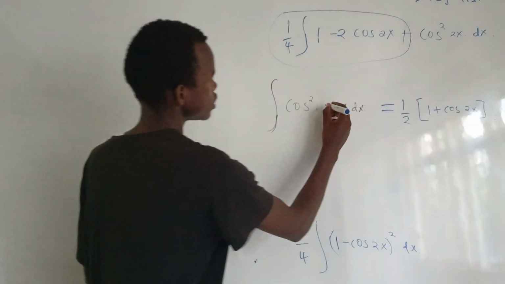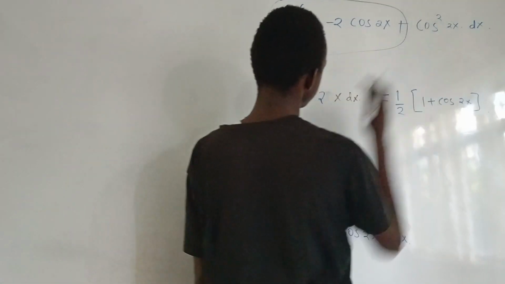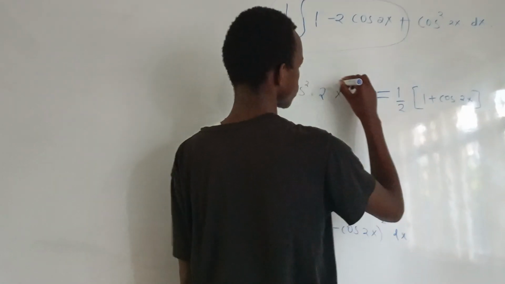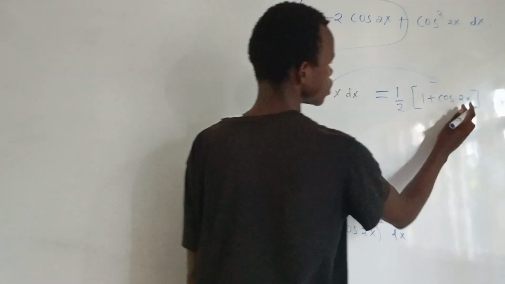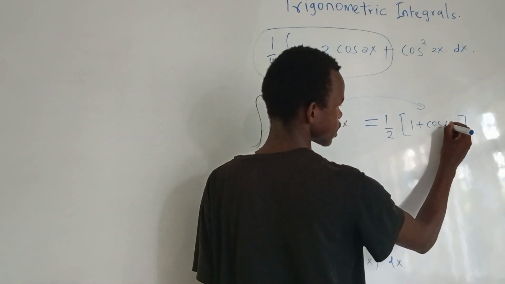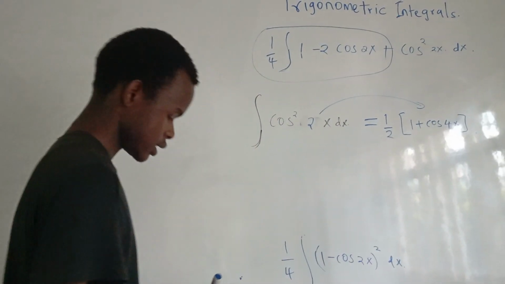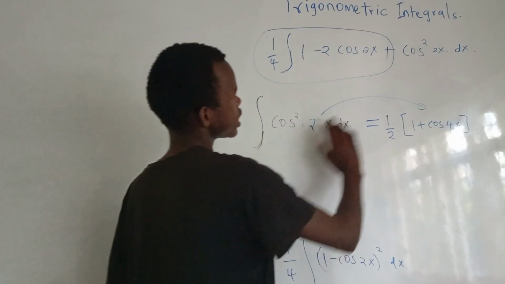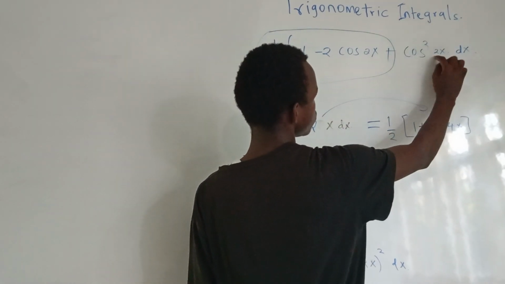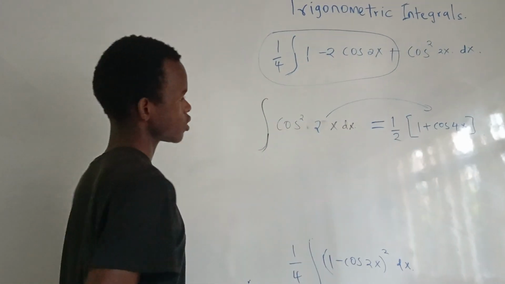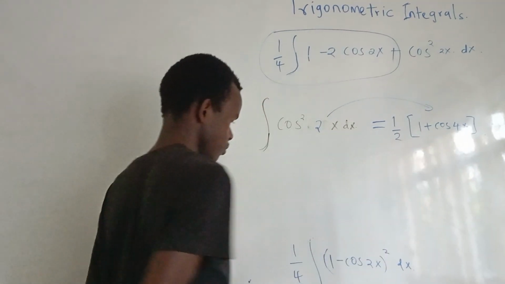So cos squared of 2x, I'll have to multiply that 2 again. So I'll multiply the 2 to this. So I'll get 2 multiplied by 2, I'll get 4. Okay? So that's the trick there. So instead of me integrating cos squared of 2x, I'll integrate this. So my integral, I'll replace that with this.